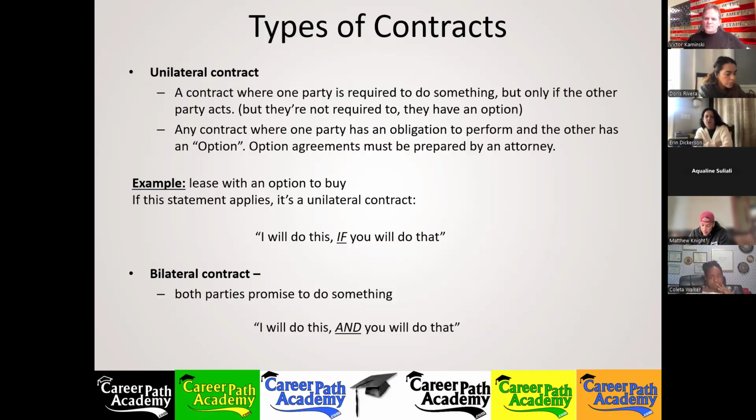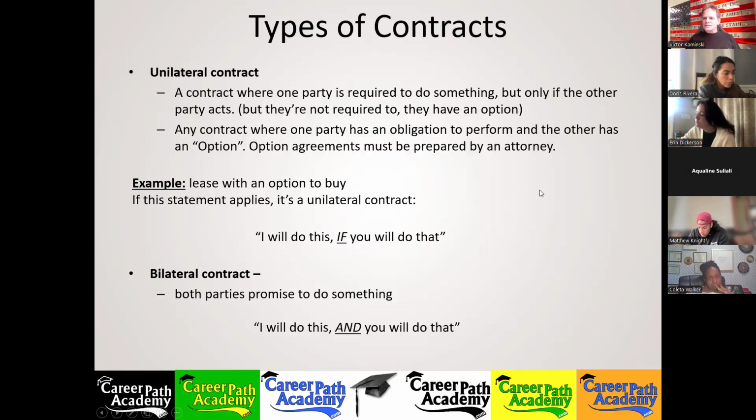But if you exercise your option to buy, is the landlord required to sell it to you at that pre-agreed upon price that they agreed to earlier? Yes. So that's what I mean by a unilateral contract: one where somebody has an option to do something or not. They don't have to do it, but if they do, then the other party has to act. Okay? So if you decide you want to exercise your option to buy, the landlord has to still carry through with their agreement to sell it to you at the pre-agreed upon price by that pre-agreed upon deadline.